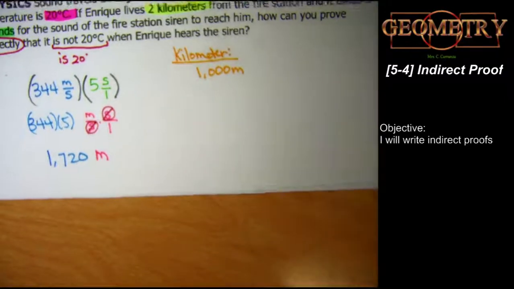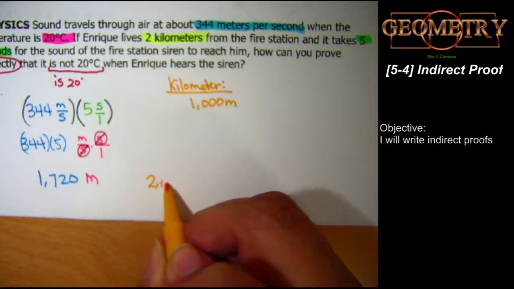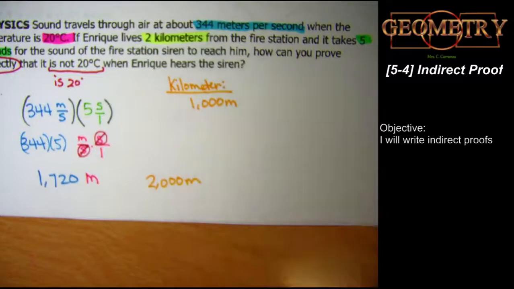All right, this means that in 20 degree weather, with sound traveling 344 meters per second, if the sound reached him in 5 seconds, Enrique had to be 1,720 meters away from the siren. Is he? How far away is Enrique? 2 kilometers. He is 2,000 meters away from the siren.